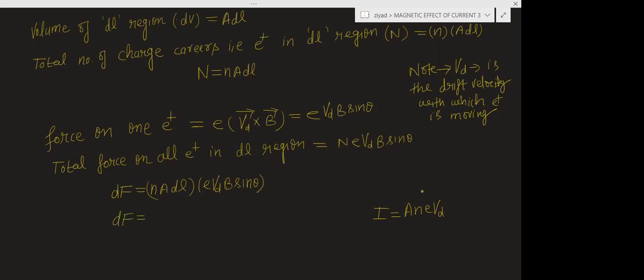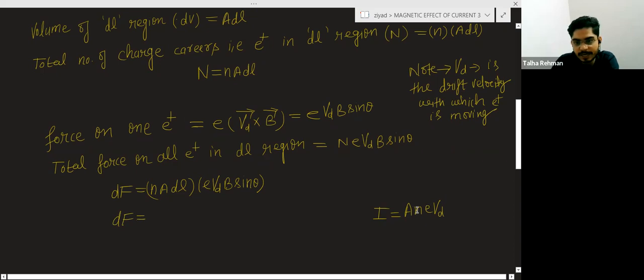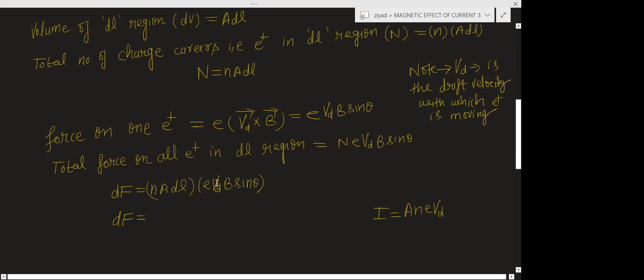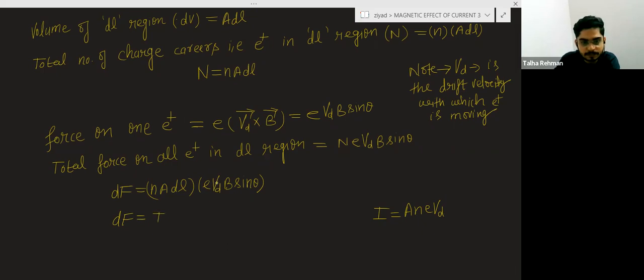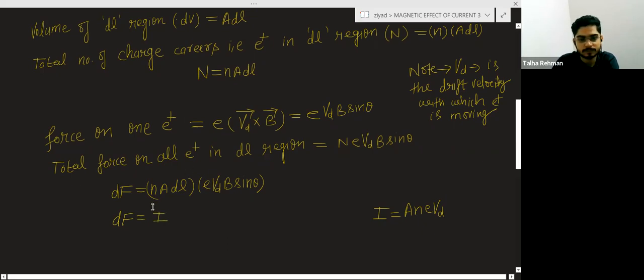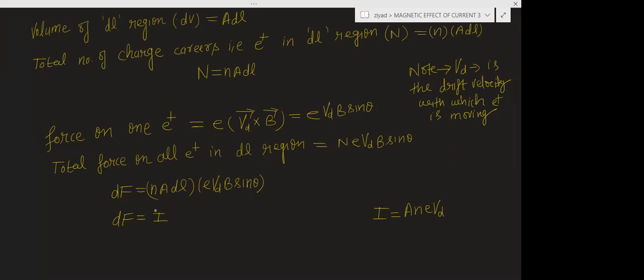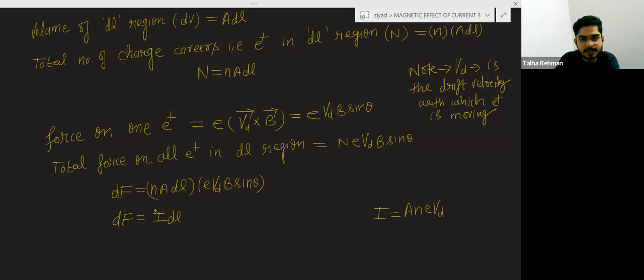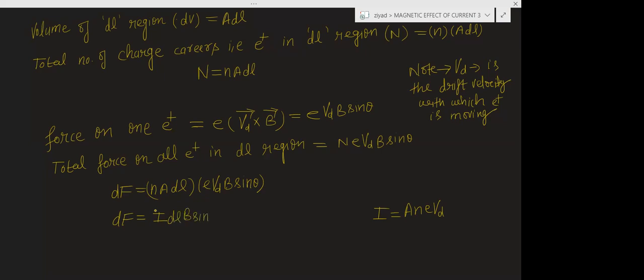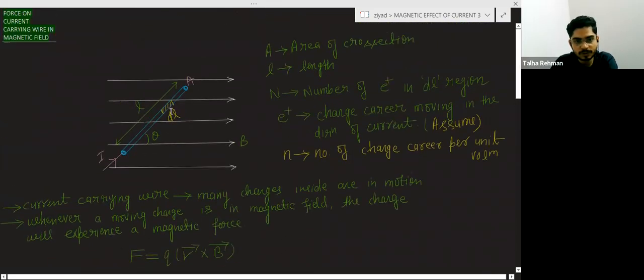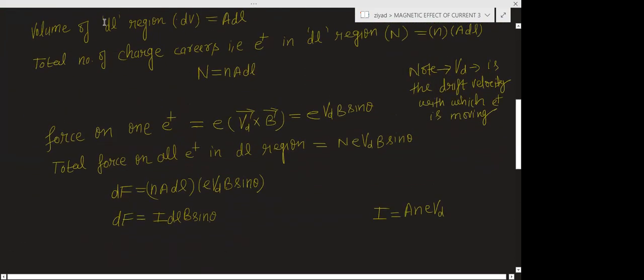So in this dF you now have A n e vD. This is A, this is n, this is e, this is vD. This is n A e vD, so this will become the current I, and then you have dl and B sin theta, that is I dl B sin theta. Now this is the force on this dl length. If you want to calculate the force on the total length, you will integrate this.